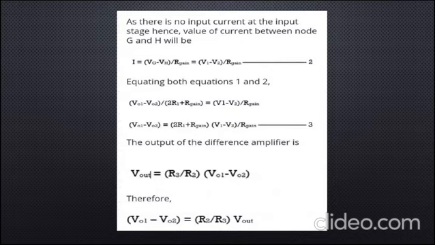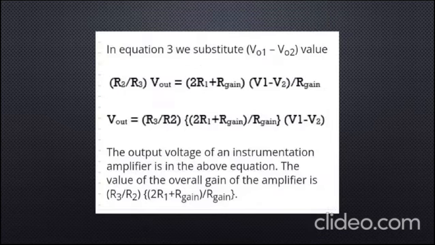The output of the difference amplifier is Vout equal to R3 divided by R2 into V01 minus V02. Therefore, V01 minus V02 equal to R2 divided by R3 into Vout. In equation 3, we substitute V01 minus V02.